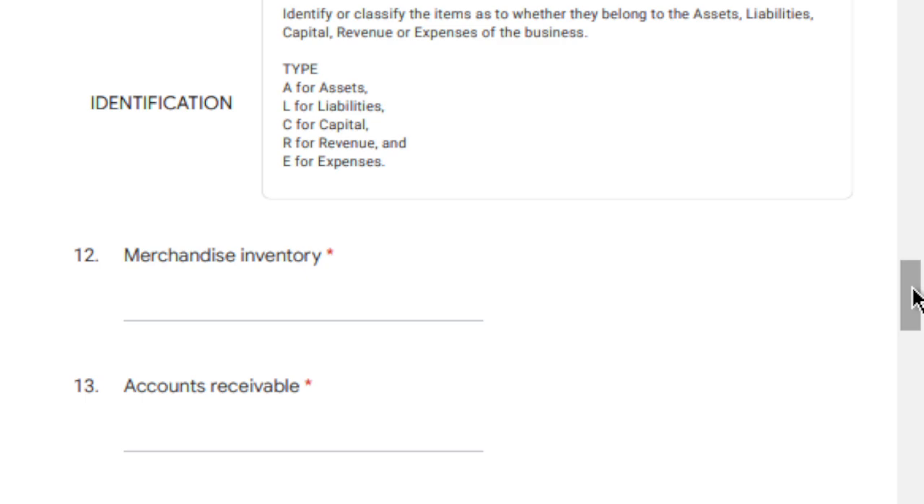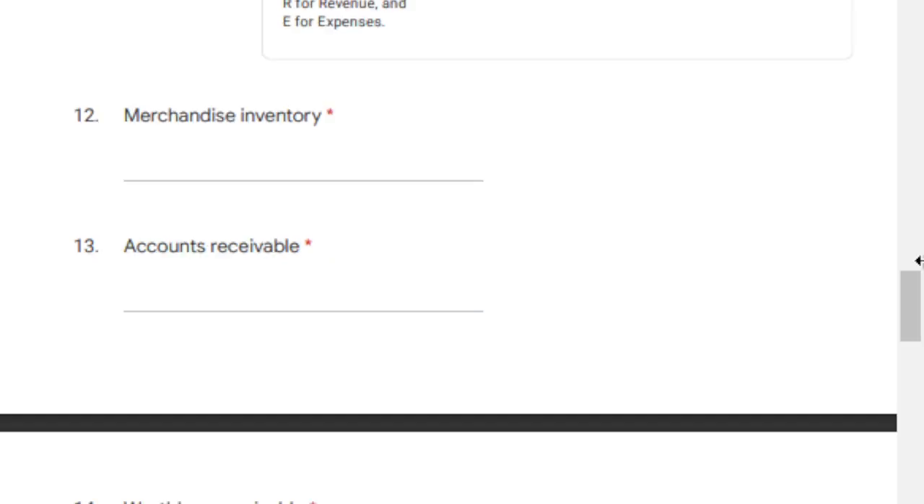Next part of the exam is the identification. So identify or classify the items as to whether they belong to the assets, liabilities, capital, revenue, or expenses of the business. So just type A for assets, L for liabilities, C for capital, R for revenue, and E for expenses. So first, merchandise inventory, that is an asset. Next, accounts receivable, that is also an asset.